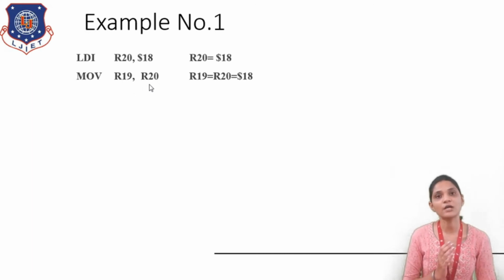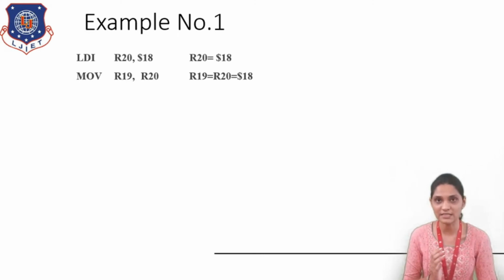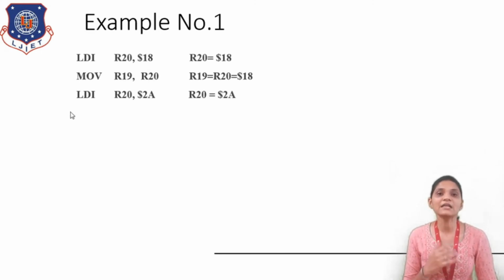Here the content of the R20 register is going to be stored inside register R19. So what is the content of register R20? That is 80. So that is also going to be stored inside register 19. Okay. Then we can use the instruction LDI R20, $2A. So this will be used as an immediate data. So 2A is going to be stored inside register 20. After execution of this instruction, 2A is stored inside register R20.